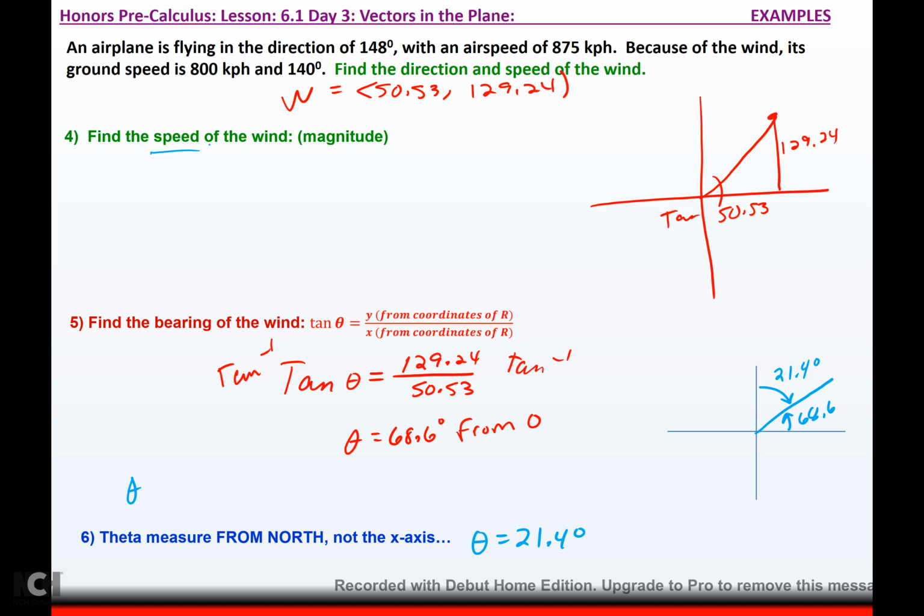And then I need to find the speed. Well, that's just the magnitude of your vector. So the square root of 50.53 squared plus 129.24 squared, which gives me 138.77 miles per hour. So the wind is blowing at 138.77 miles per hour, and from 21 degrees north.